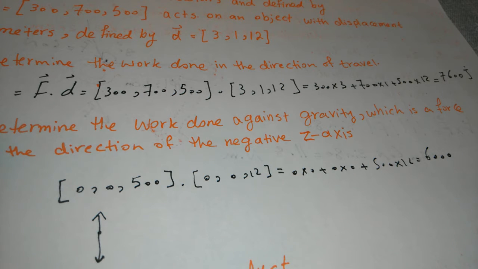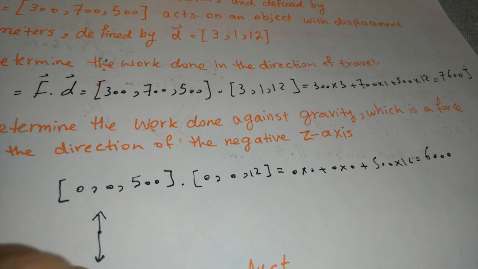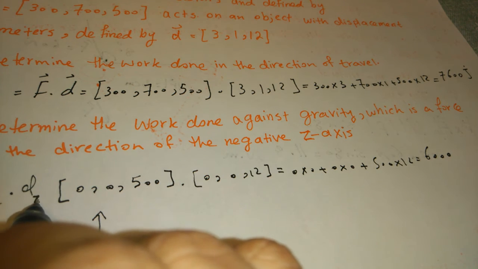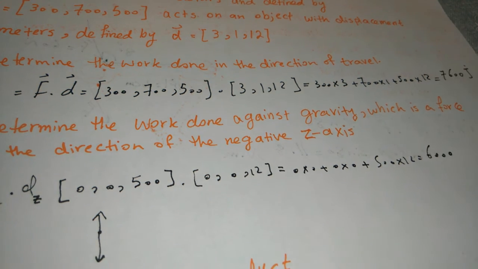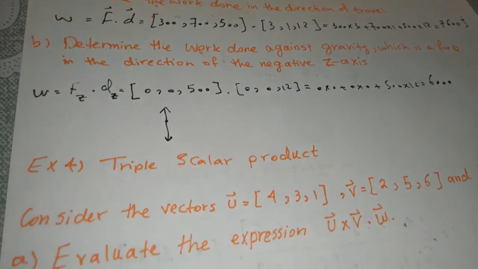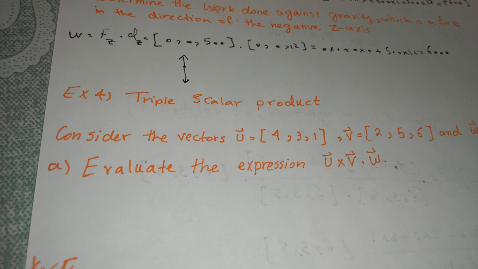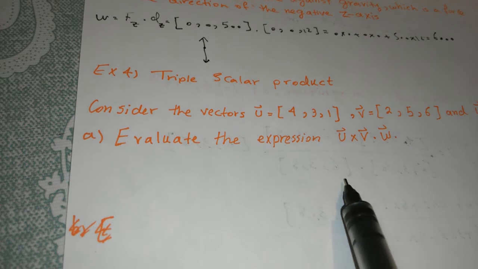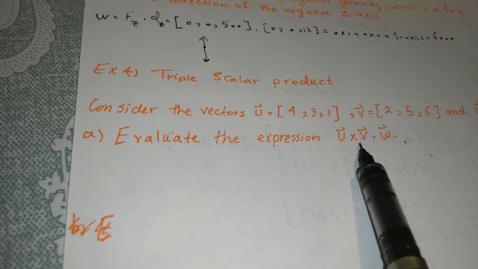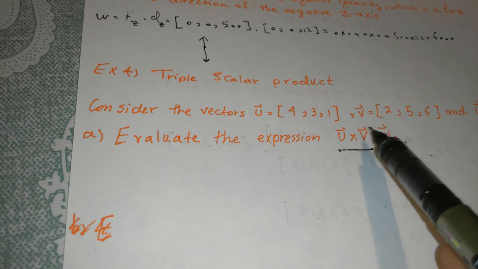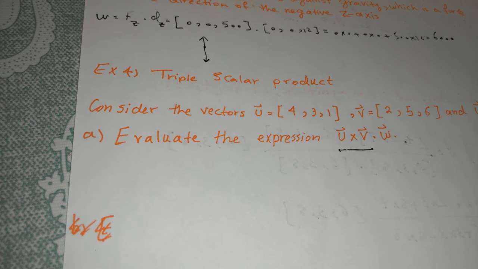Yeah, the work done against the gravity. Again, I put that work is equal to F in the Z direction, dotted with the displacement in the Z direction. Now next question, triple scalar product. Evaluate the expression U cross V dot W. First you have to do U cross V, and then the result dotted with W.